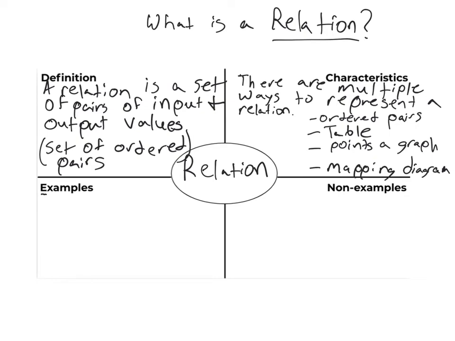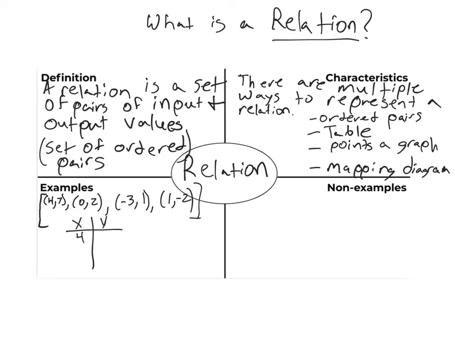So I might see an example as (4, 7), (0, 2), (-3, -1), (1, -2). That would be one example of a relation. Another example would be a table. I could use a table with x and y: 4, 7; 0, 2; -3, 1.